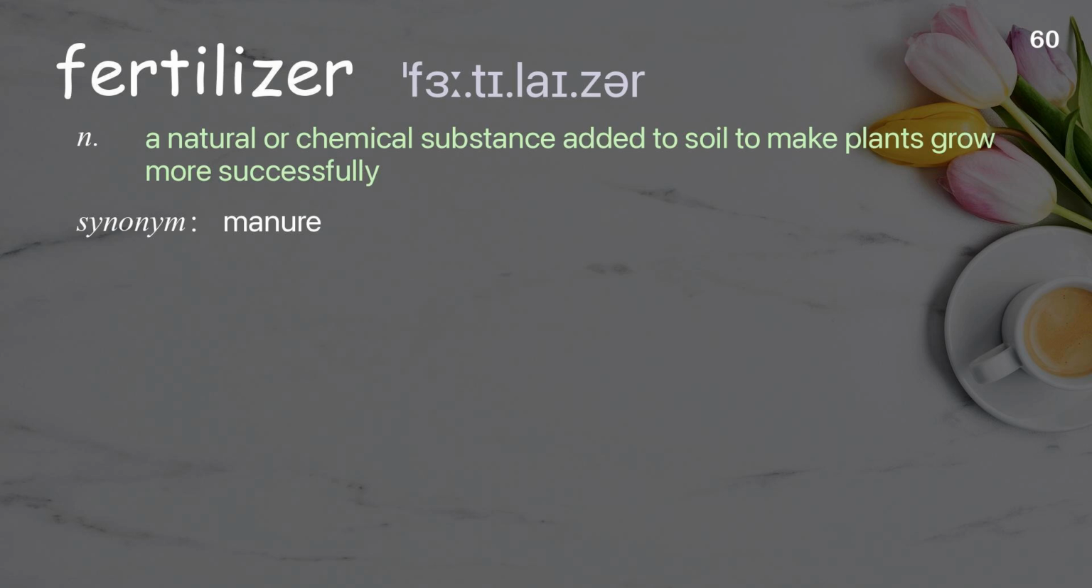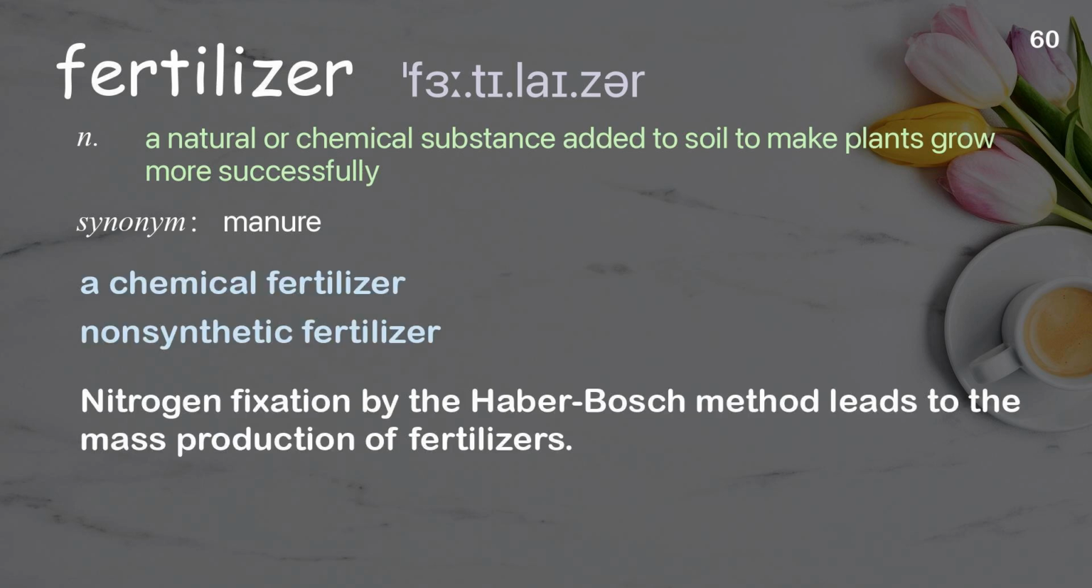Fertilizer. A natural or chemical substance added to soil to make plants grow more successfully. Examples: A chemical fertilizer. Non-synthetic fertilizer. Nitrogen fixation by the Haber-Bosch method leads to the mass production of fertilizers.